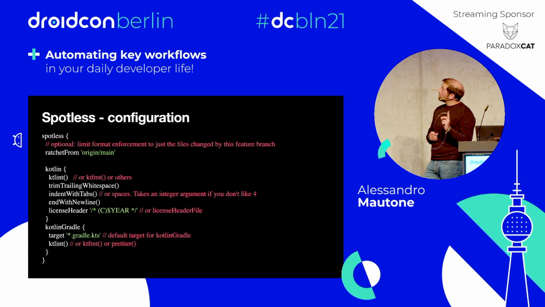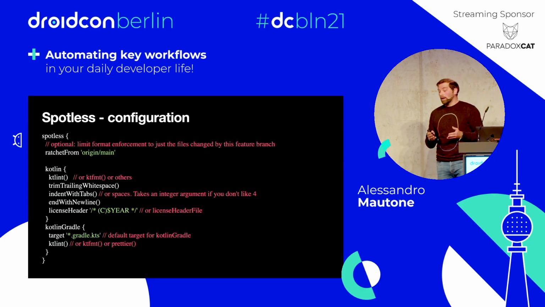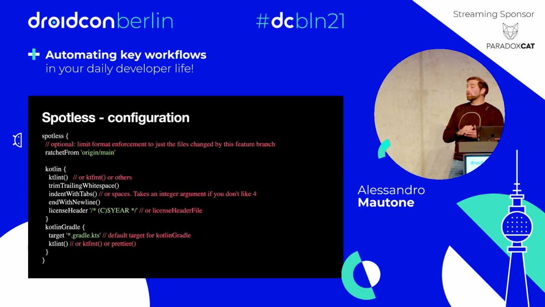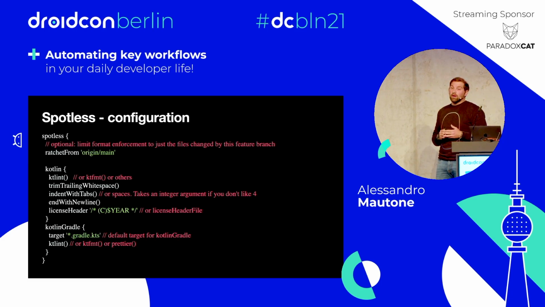There is a first step there called ratchetFrom, and you can see that there is origin/main. That's a branch, basically. Why do we do this? If we don't configure this, and we have, let's say, an existing code base, and we configure this plugin and then open a PR, the plugin is going to run through all the files of the code base, no matter what. That means that the first time I open a PR after configuring this plugin, the reviewer is probably going to get a lot of changes and is not going to be happy about that.